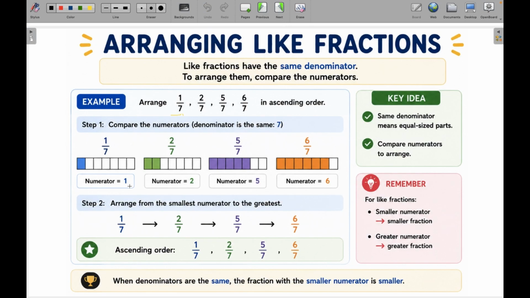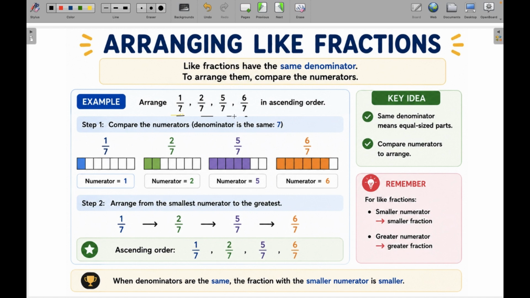Once we know how to compare fractions, we can now move on to arranging fractions. So comparison of fractions was for cases wherein we had just two fractions. Arranging fractions means we have more than two fractions. For example, we are given 1 by 7, 2 by 7, 5 by 7, 6 by 7. It is just like comparing more than two fractions. So we can either arrange them in ascending order, which means smallest to largest, or descending order, which means largest to smallest. Here we are given four fractions, right?